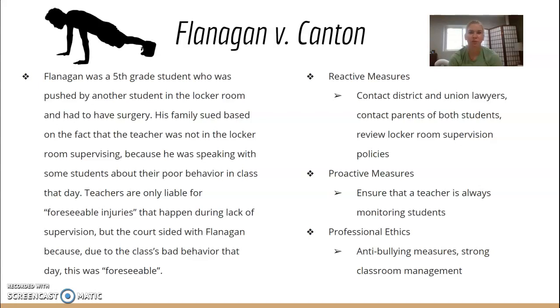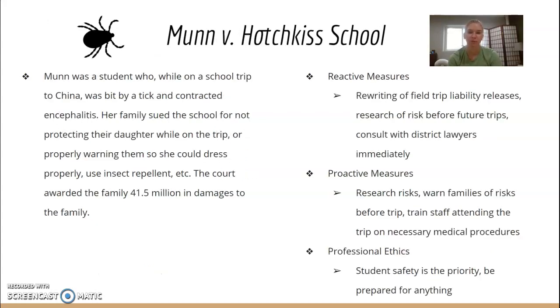I've worked in schools before where, although the teachers have an office in the locker room, they don't directly monitor students while they're changing, because that's a whole other thing. So I would wonder what the policies were around supervising the locker room. Proactive measures, ensure that a teacher is always monitoring students, always nearby, and that wasn't the case in this. And then professional ethics, anti-bullying measures are important to teach from an early age. This is elementary school, so that could have helped. And then strong classroom management as well.